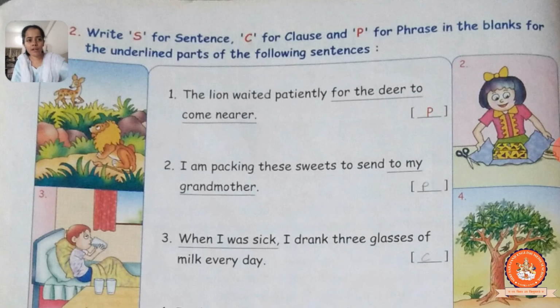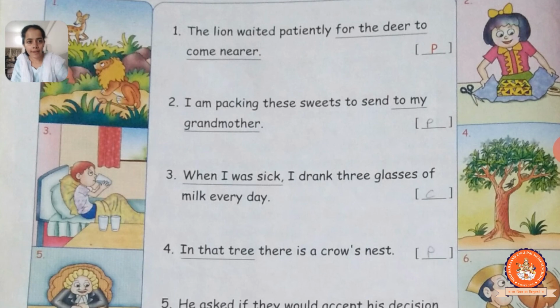So coming to the second one, I am packing these sweets to send to my grandmother. So here one sentence is given, and "to my grandmother", the three words, are already underlined over there. So "to my grandmother" is said to be a phrase. So you have to write P over there in your workbook.